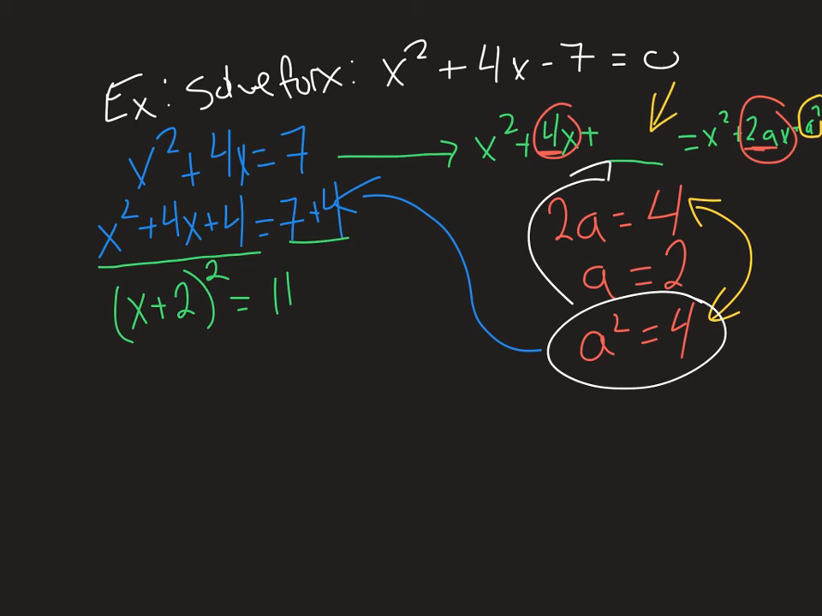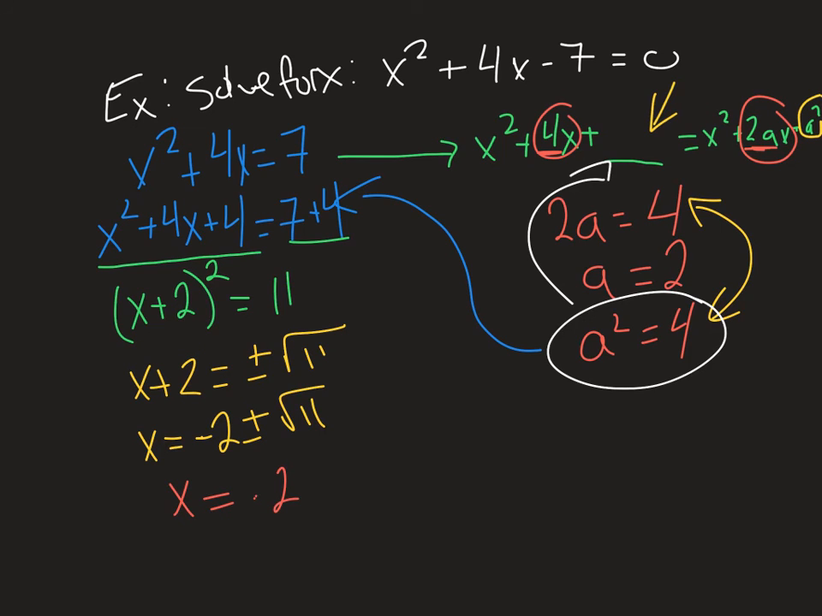Now, if we're looking at this, this is a lot more workable. We have something squared equals a number. I can take a square root of both sides. And again, I just have to be careful with the plus or minus. So x plus 2 equals plus or minus the square root of 11. And then I'm going to subtract 2 from both sides. So x equals negative 2 plus or minus the square root of 11. Now, the square root of 11 is not a rational number, so I'm just going to leave it as the square root of 11. What this means is that I have two solutions.